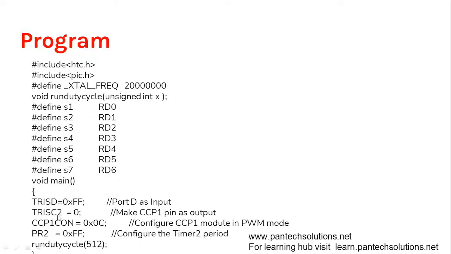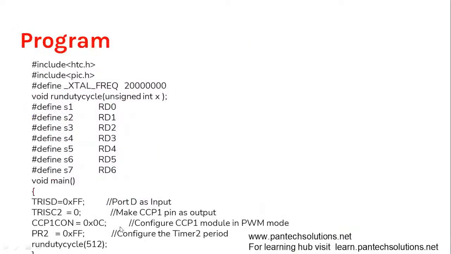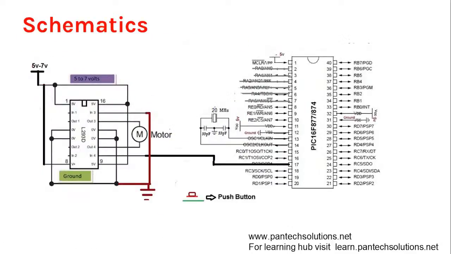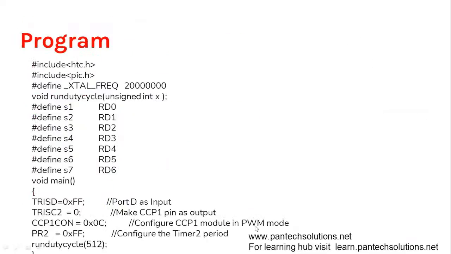TRISC2 I have made equal to 0, to make CCP1 an output, and CCP1CON I have loaded with 0x0C to configure the CCP1 module in PWM mode. If you check the binary value of the hex value C, it is 1100. So 11xx is the PWM mode. If I load this hex value, it is in PWM mode.